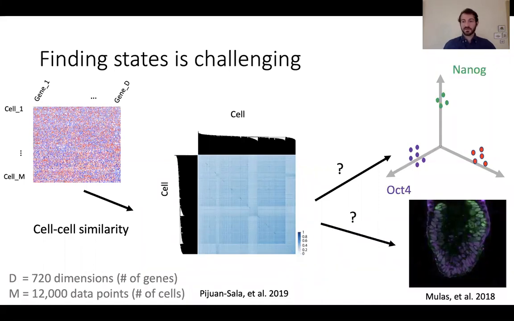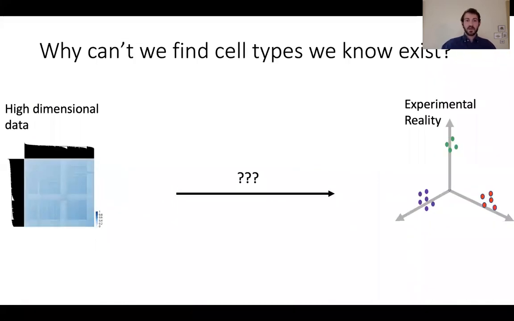In particular, we can't see these two key states that we know of that are defined by two transcription factors which have very clear expression signatures in the very early states. So why can't we find these states? What's the hang up? What's the disconnect between these high dimensional representations and the experimental reality?